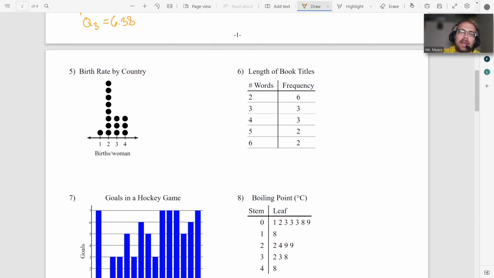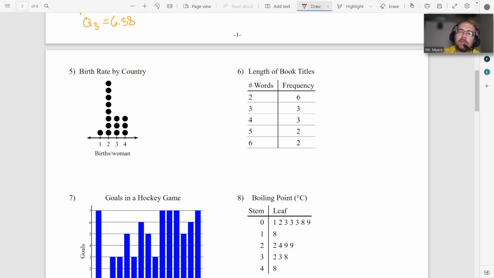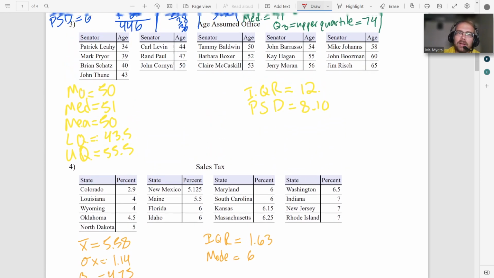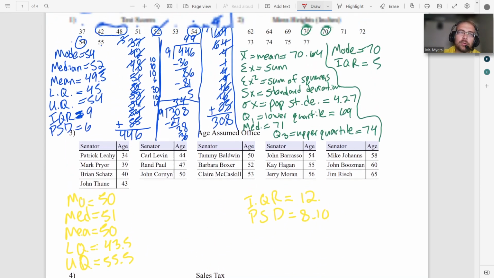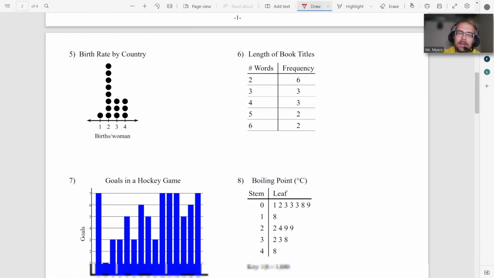All right, number 5, and a different way to look at data. I mean, the last way was a little bit different as well. They had it in an Excel spreadsheet kind of thing for 3 and 4, as opposed to 1 and 2, listing them out. But it's kind of exactly the same thing, really.